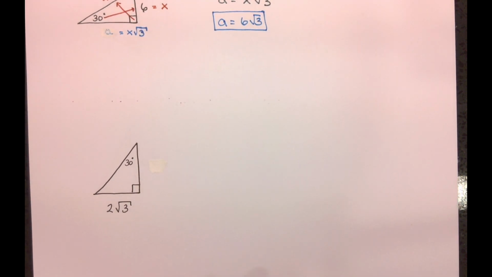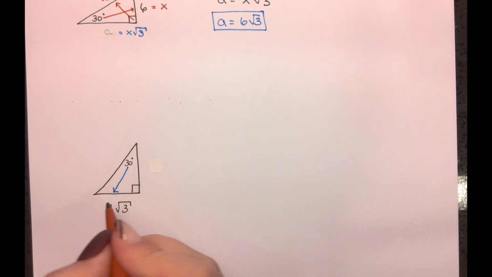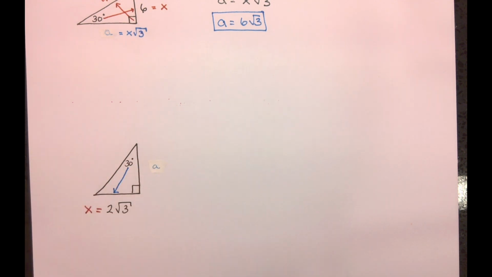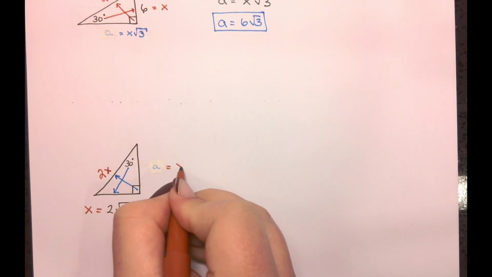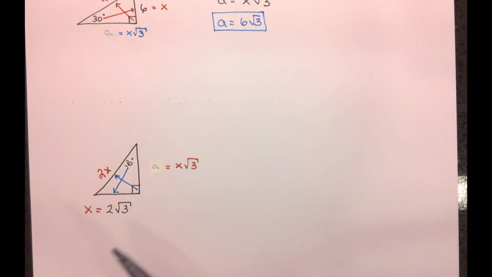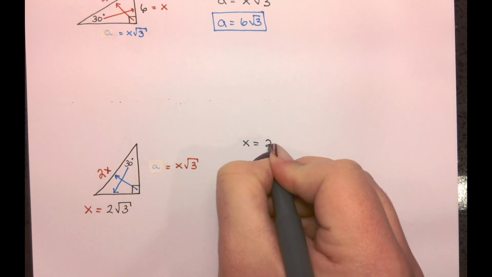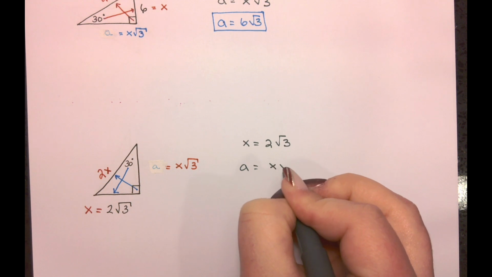Okay, let's go again. Find your x, which is always across the street from your longest side. Let's call this A here. Find your 90 degree angle, your hypotenuse, and that's going to be your 2x. And here we have our x root 3. Write out your mini equations. We got x equals 2 root 3. Then we got a is equal to x root 3.